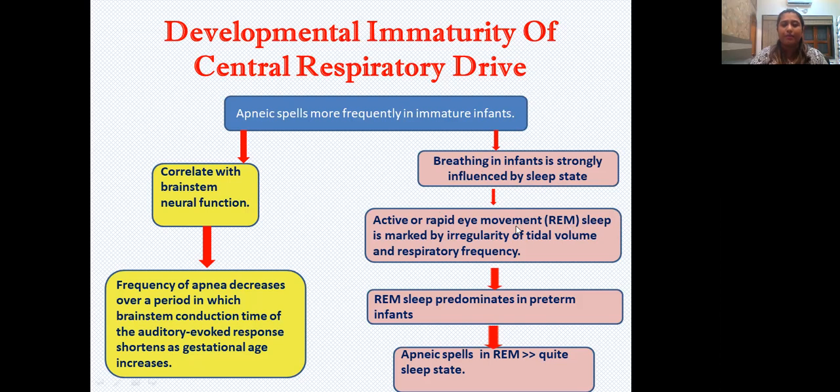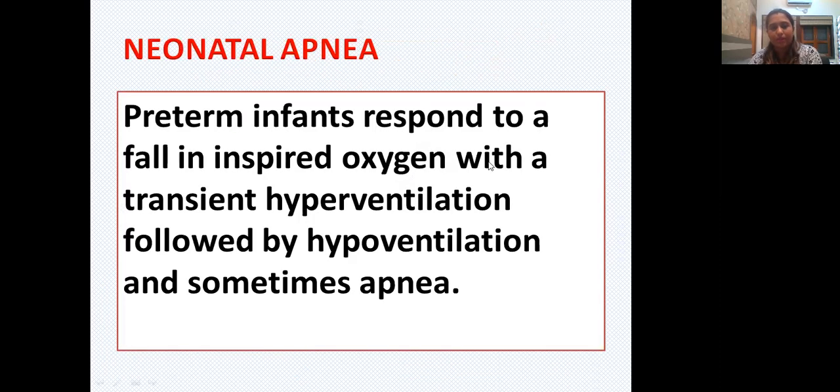So active or REM, rapid eye movement sleep, is marked by irregularity of tidal volume and respiratory frequency. REM sleep predominates in preterm infants, and therefore apneic spells in REM are much higher as compared to quiet sleep state. As a result, this developmental immaturity of CNS, both in terms of increased REM sleep pattern as well as immature brainstem neural function, leads to much more apneic spells in immature infants.